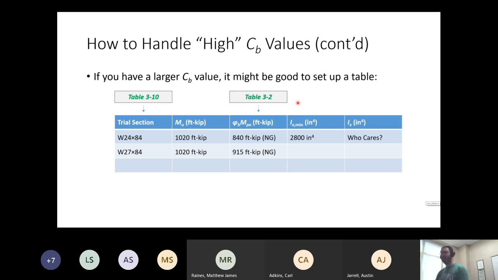$9.15, exactly right. And then that means it's still no good because the 9.15 is less than the 10.20. Now, again, if you want, you could write down the moment of inertia, but again, who cares? So the next shape, and just to make sure that we're moving forward, if you go past the W27 by 84, it's a W30 by 90.